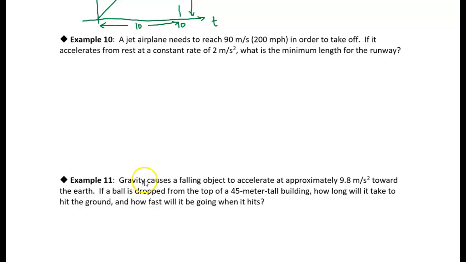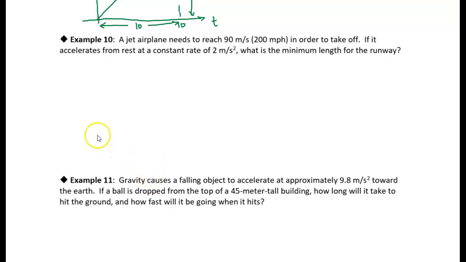In this example, we're told that a jet airplane needs to reach 90 meters per second, which is about 200 miles per hour, in order to take off. If it accelerates from rest at a constant rate of 2 meters per second squared, what is the minimum length of the runway?